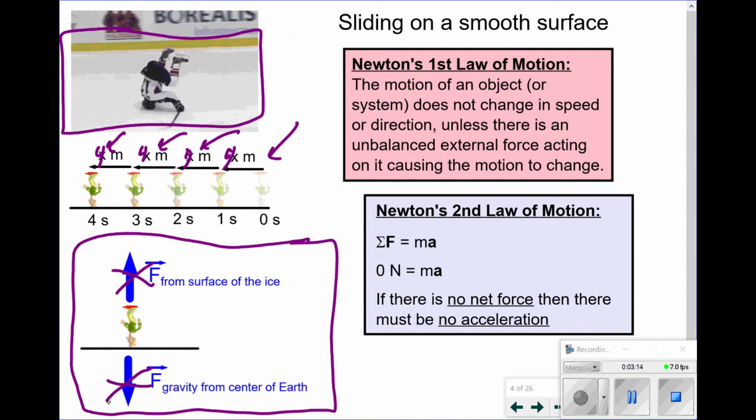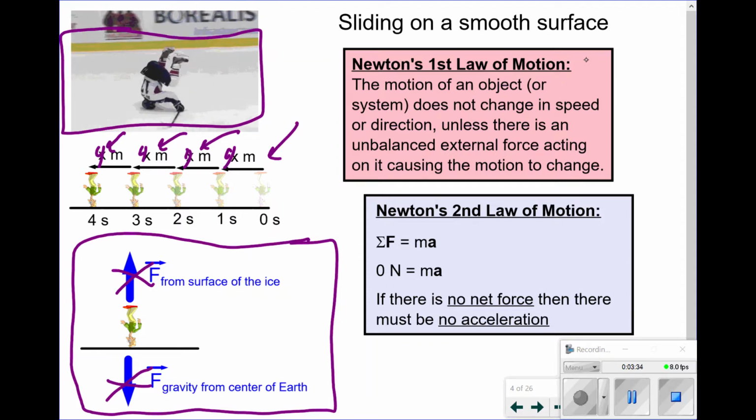And so if we were asking the question, why doesn't the person's motion change? We could actually reply with another question saying, well, with all the forces canceling out, why would there be a change? There's no external influence causing the motion to change.